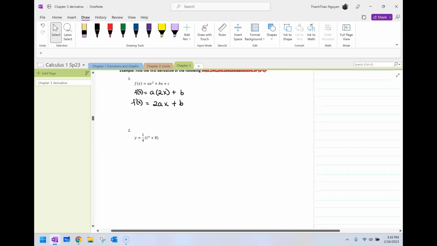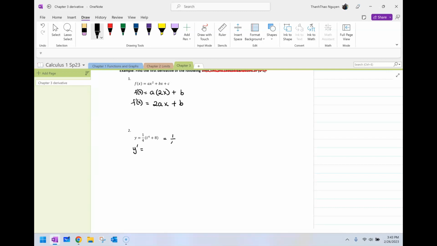In the next one, y prime is equal to, we can expand this function out, 1/4 times t to the 4 plus 2. The derivative of 1/4 times t to the 4 is equal to 1/4 times 4t to the 3rd. The derivative of 2 equals 0. So this is t to the 3rd.